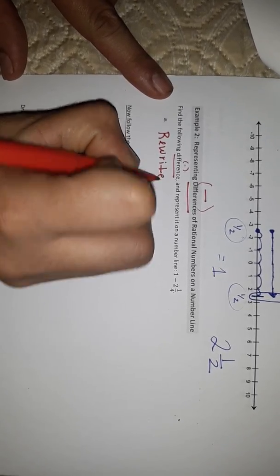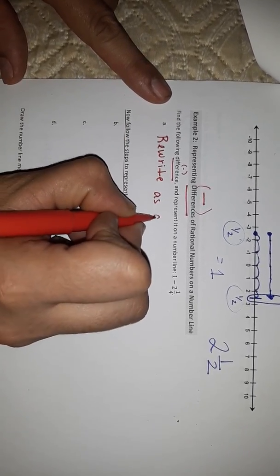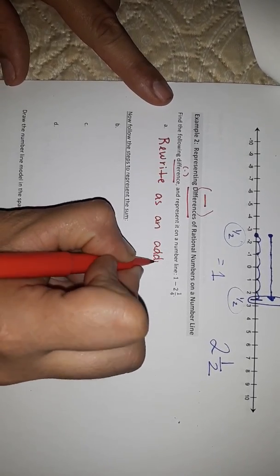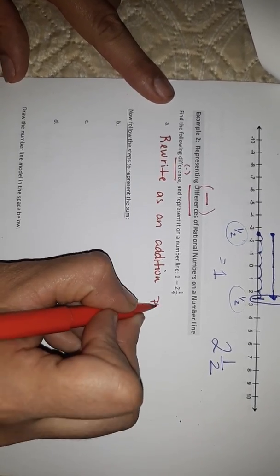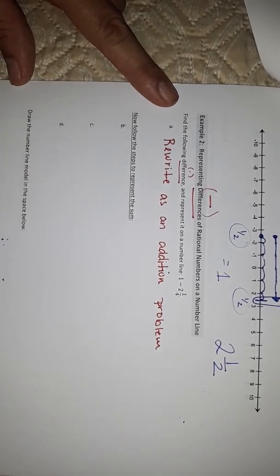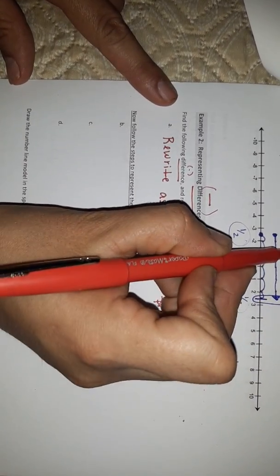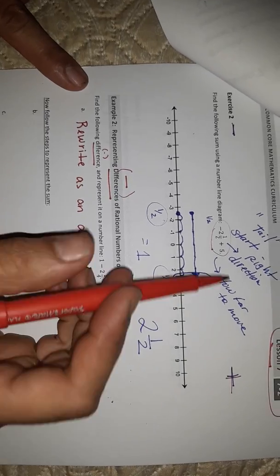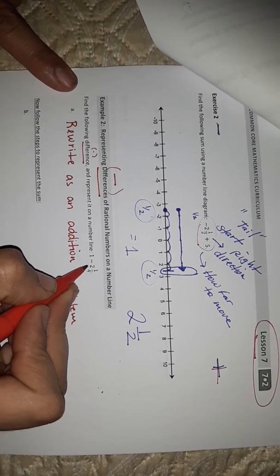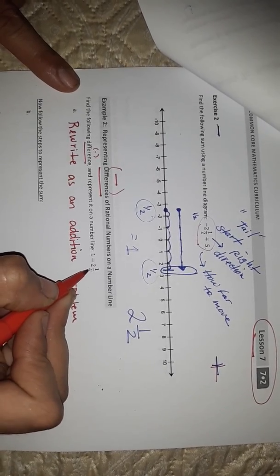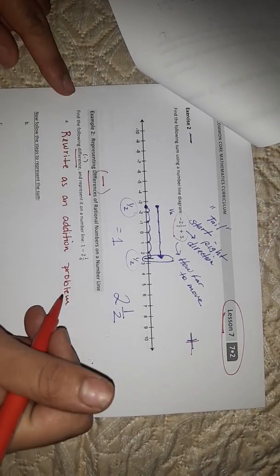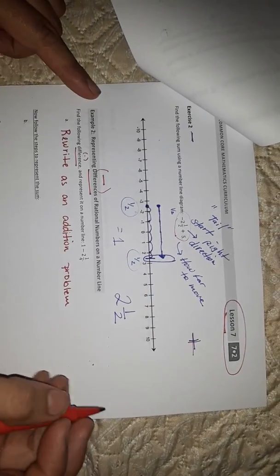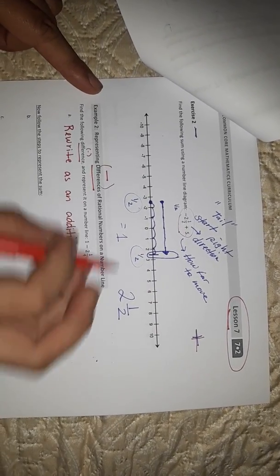Rewrite as an addition problem. Okay, because you guys did so great on problems that look like this, where you're adding two rational numbers, we can change any subtraction expression into an expression that uses addition. So let's do that for all of these problems, and then you're pretty much doing what you did in the previous examples. So how do I do that?